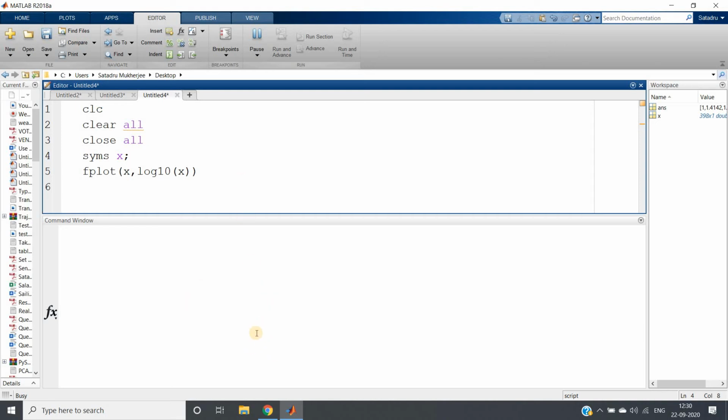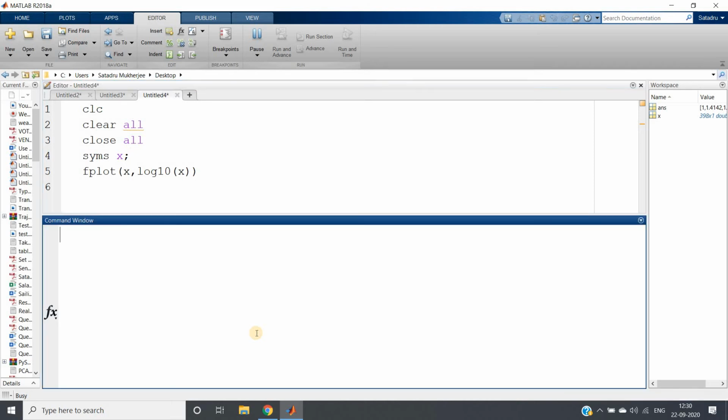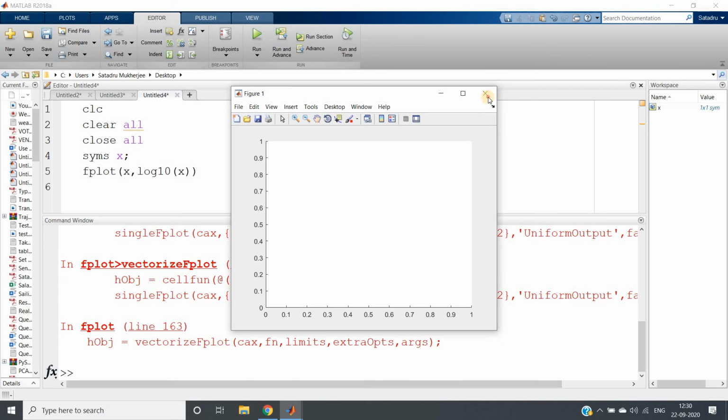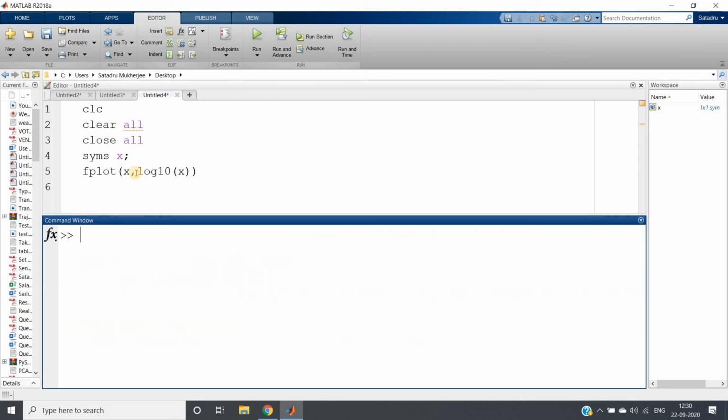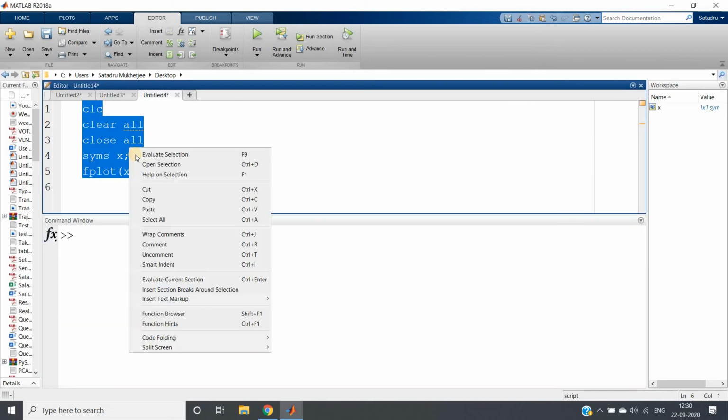So let's wait for some time. syms x, fplot x comma log 10 base x. It is taking a bit more time. Let me just cancel this and run once more.